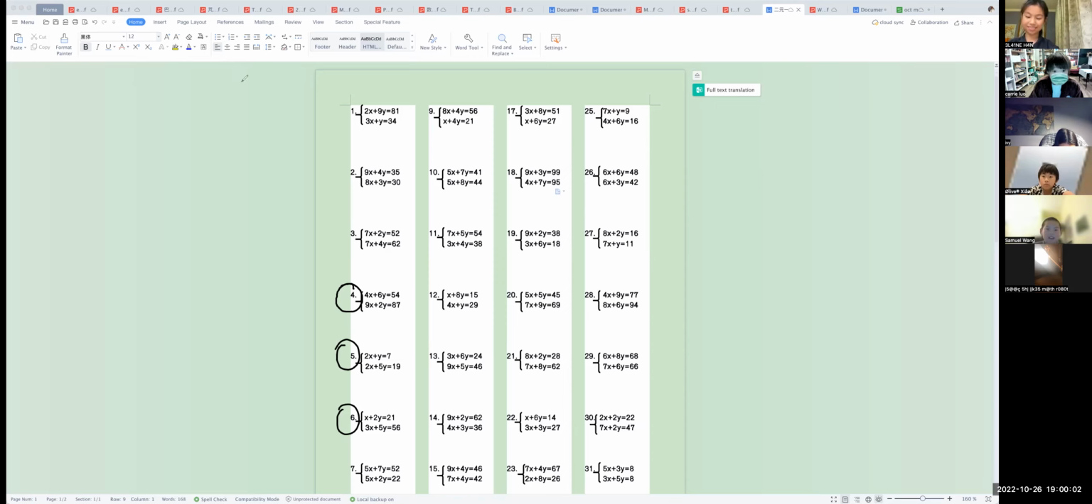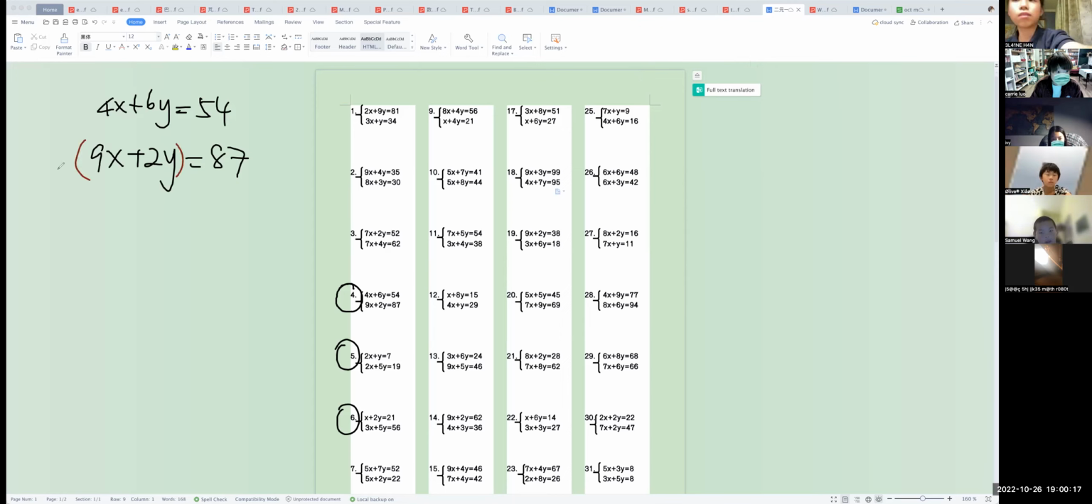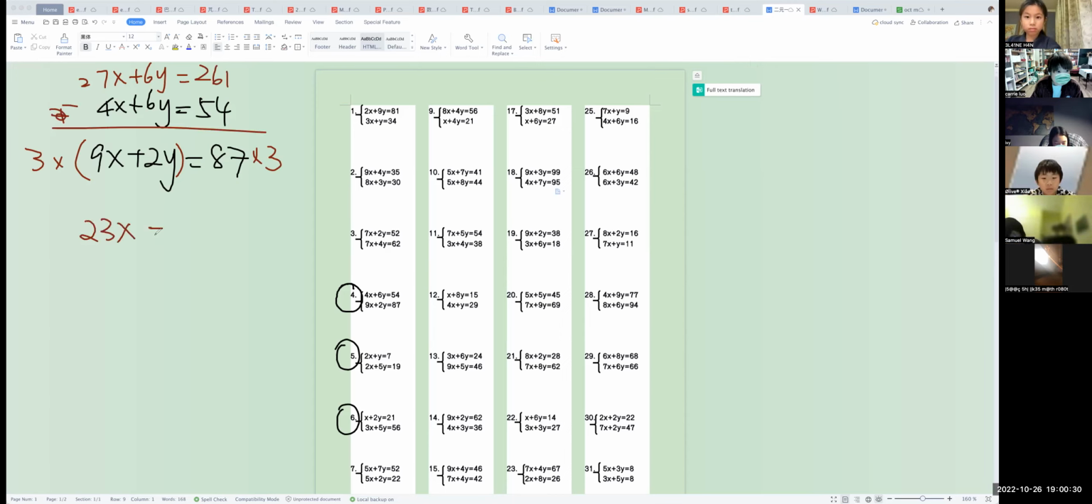Okay, everybody, we're going to take a look at this one. So the first question, what is the answer? 4x plus 6y equals 54 and 9x plus 2y equals 87. For this one, I'm timesing by 3. So I get 27x plus 6y equals 261. So I minus that, and 23x equals 187.